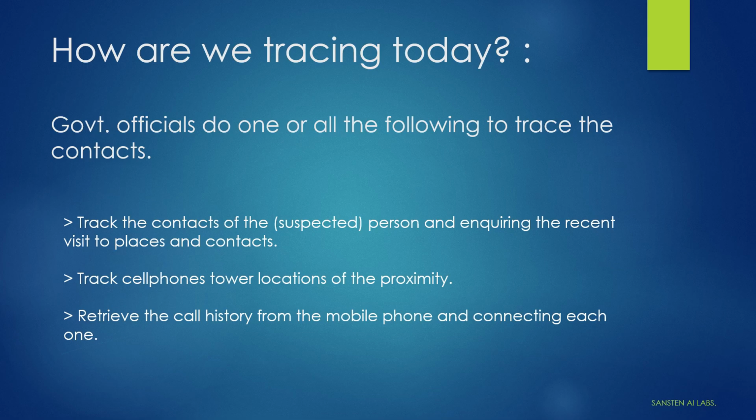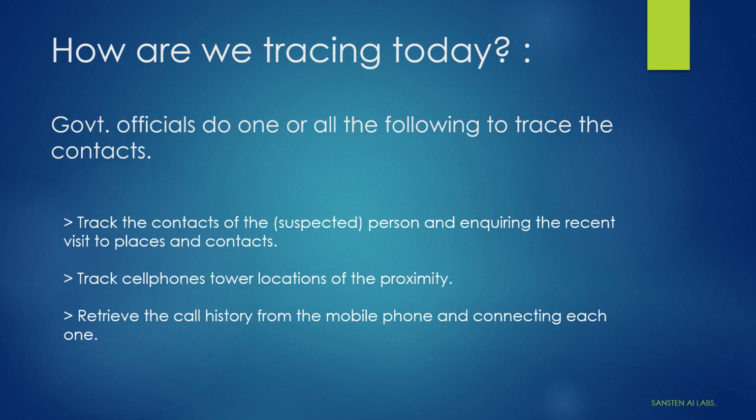One is talking to the patient and asking them about their recent visits, such as visiting abroad, visiting the airport, visiting crowded places, malls, and family and friends. All these things will be tracked. The next one is the cell phone tower. If the person went to a mall and there were 50 people around, the cell phone companies can actually track the location and get the details of all the persons in the proximity.